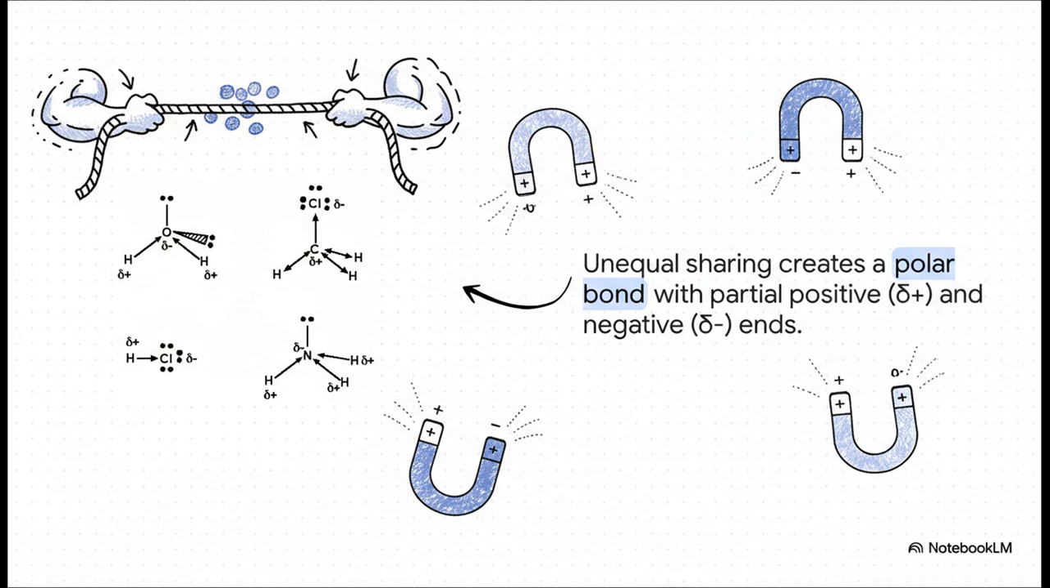So, when that tug of war is uneven, the electrons end up spending more time around the greedier atom. This creates what we call a polar bond. One end of the bond becomes a little bit negative, that's what the delta minus symbol means, and the other end becomes a little bit positive. You've basically created a tiny microscopic magnet.